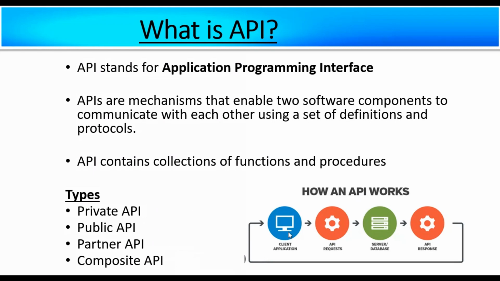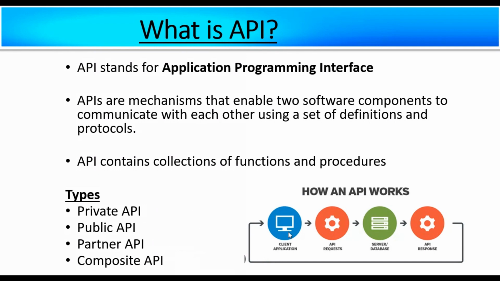And the third type of API is partner API. Basically, when two businesses want to achieve a business goal, one business has to talk to the other business. In those cases, we will be using the partner API.